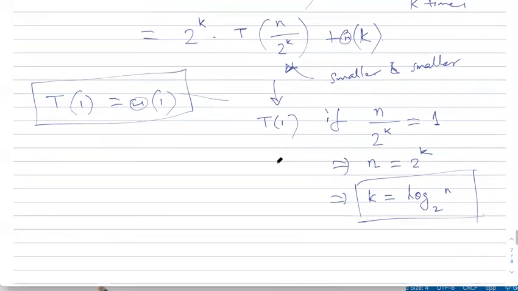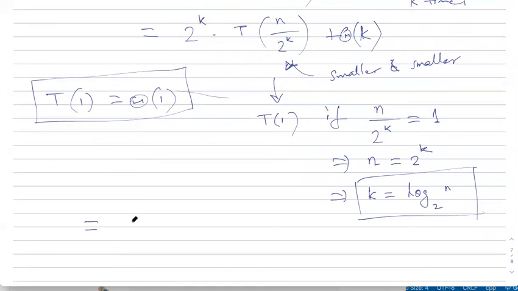And then I know the value of T of 1. So then we can write at this point 2 to the power k. Instead of writing 2 to the power k, I know that the value of 2 to the power k is n. So we can write straight away n times T of 1 plus order of k, which is log of n base 2.